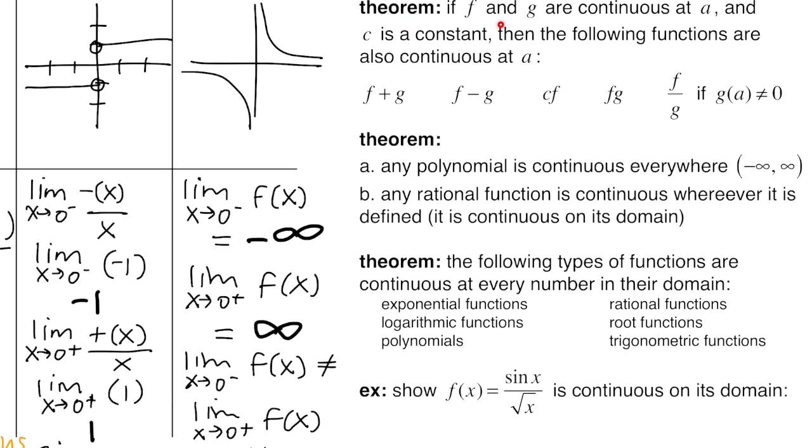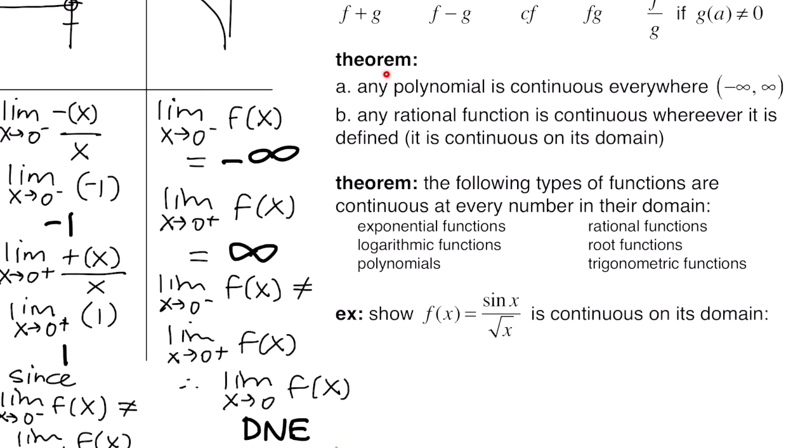This theorem says if f and g are continuous at a value a, and if c is a constant, then the following functions are also continuous at a. So that just means if you take two functions that are both continuous at a value, if you add them together, the sum will also be continuous. Same thing with the difference. If you multiply one of them by a constant c, if you multiply them together, or if you take their quotient, all of these will still be continuous at that value.